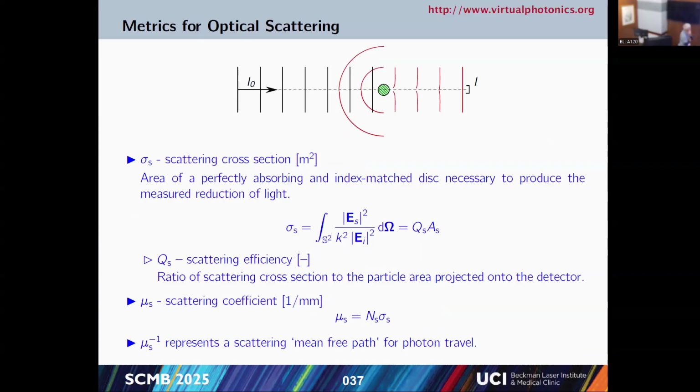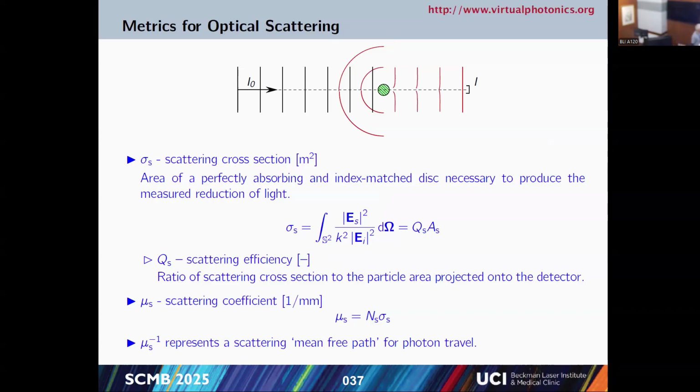But what's important is that from such an analysis, you can get metrics that lead you to the scattering coefficient. So let me just describe that. First, in Mie theory, there's a fundamental metric called the scattering cross-section. The way you compute it is that you have a plane wave incident on a particle, and you detect the scattered light in a detector that is goniometrically rotated around the particle.